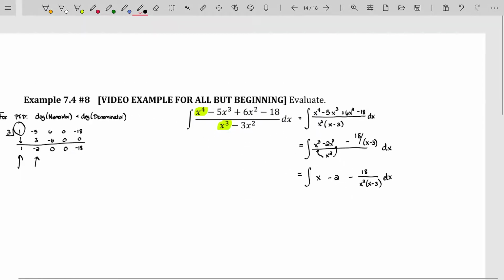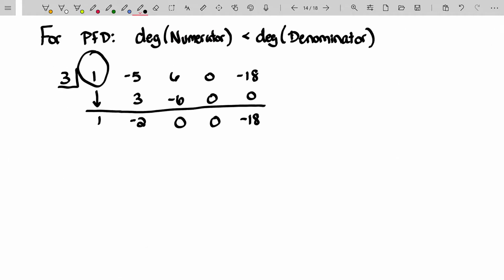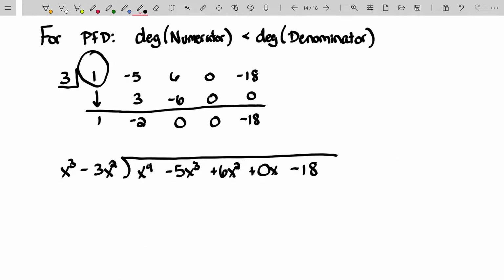If you had done long division, on the other hand, you would ask the same questions that you would normally ask when you're doing regular old division. How many times does x cubed go into x to the 4th? Well, it goes in x times. Check your work. x times x cubed is x to the 4th. x times a -3x squared is a -3x cubed.